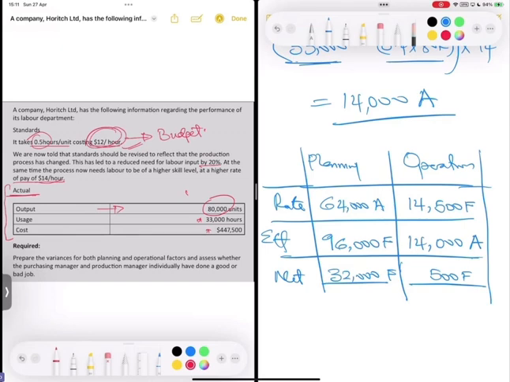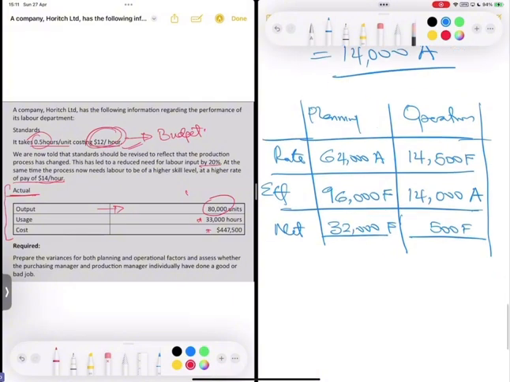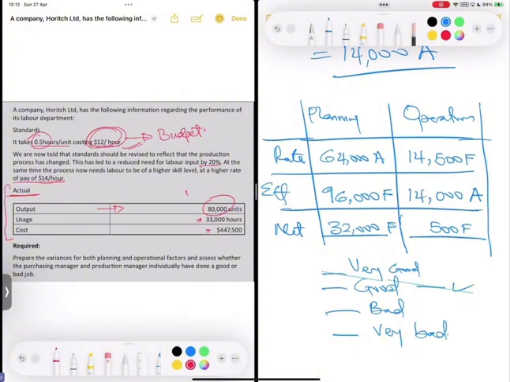Let me ask you, has this guy done well? Has he done very well or has he done badly? Let's try and rank his performance. Let's say the performance appraisal is: maybe very good is the best, then good, then you have bad and very bad. How do you appraise this production manager? Good. Good as well, because he tried. Okay, good as well.